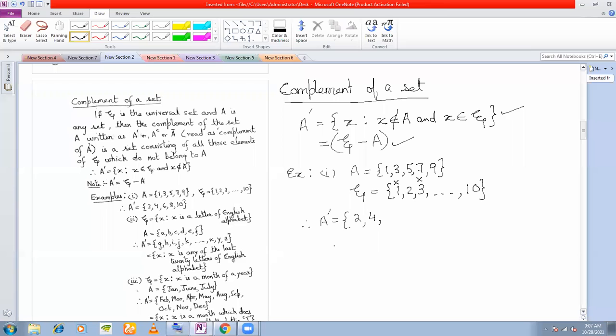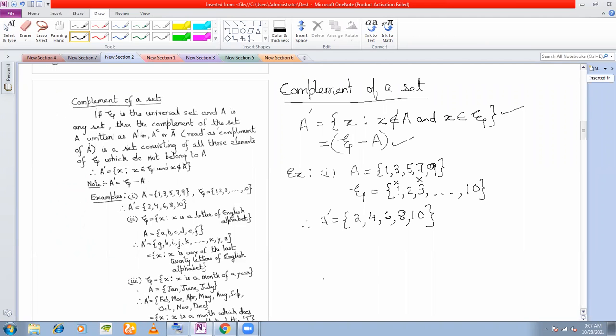What about 5? 5 is there in the universal set, but 5 is also there in A. So therefore, I will not write 5. 6 is there in the universal set, but 6 is not there in A. Therefore, I will write 6. 7 is there in A, so I will not write 7. What about 8? 8 is there in the universal set, but it is not there in A. So I will include 8. 9 I will not include because 9 is there in A. And what about 10? Yes, we'll include 10. Okay, so this is my A complement.